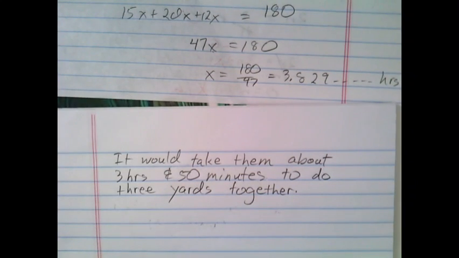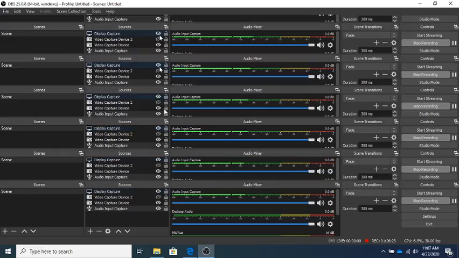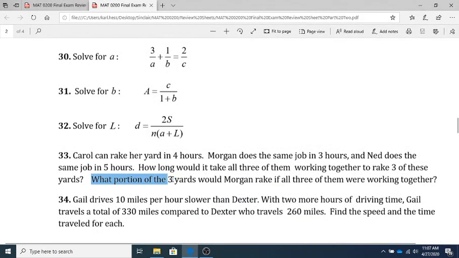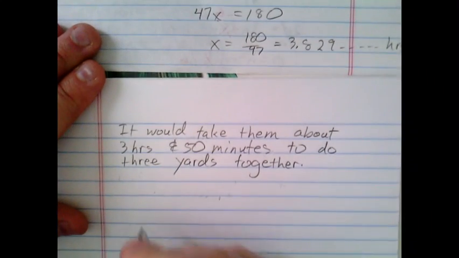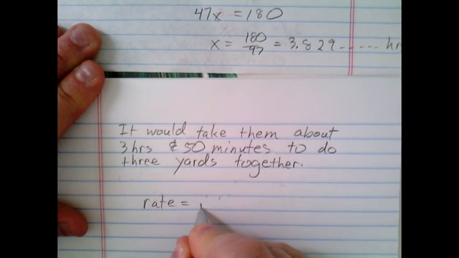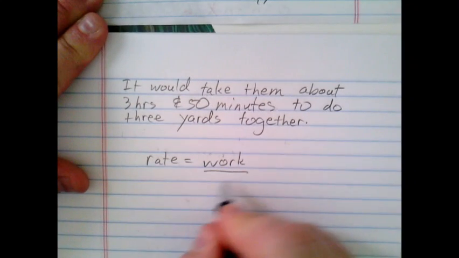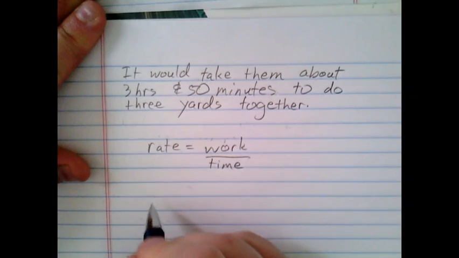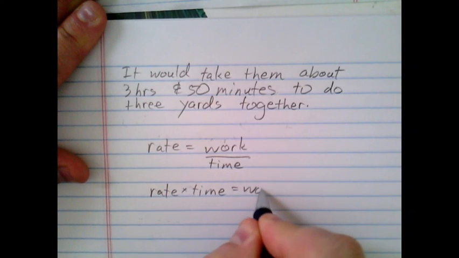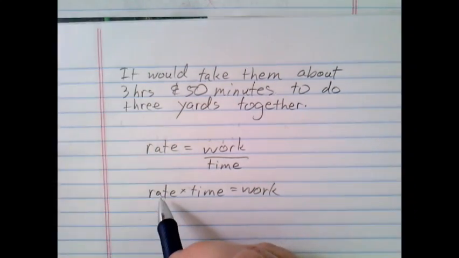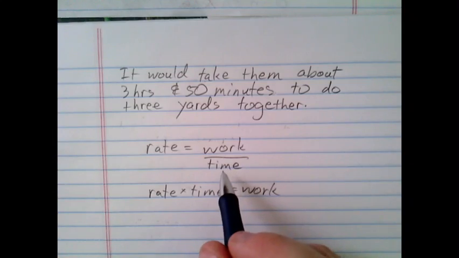Now that other question, let's read that now. What portion of the 3 yards would Morgan rake if all 3 of them were working together? Well, let's go back to that equation. Remember we said rate equals work over time, but I could rearrange that to say rate times time equals work. See, I know Morgan's rate, and I now know how long they were working.